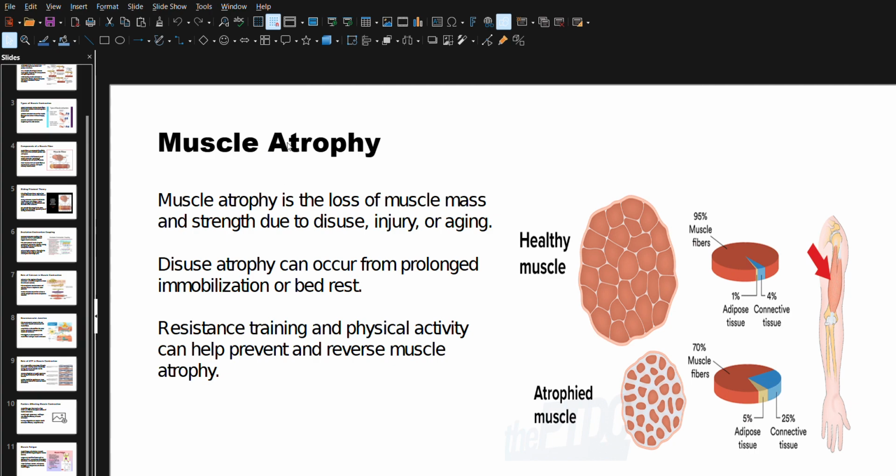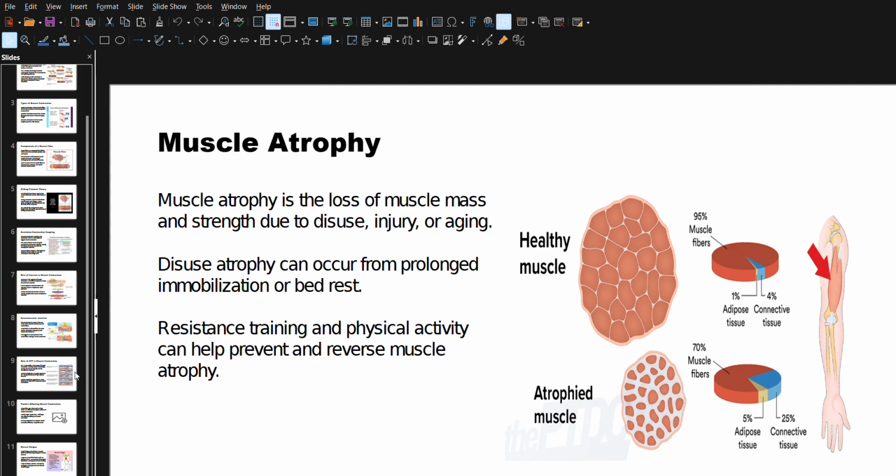Muscle atrophy is the loss of muscle mass and strength due to disuse, injury or aging. Here you can see it might be due to aging or disuse, that means no proper usage of that particular area of the muscle, or some kind of injury. Disuse atrophy can occur from prolonged immobilization or bed rest. Some people lead a sedentary life and don't move from one place to another unless required. Resistance training and physical activity can help prevent this, and muscle atrophy can be reversed.